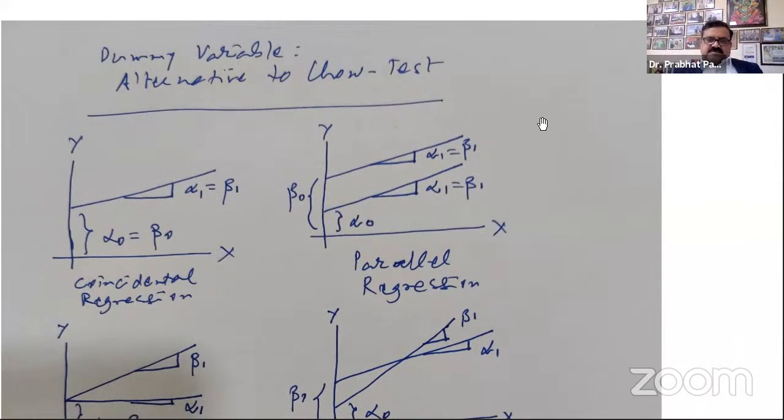So what I'm going to tell you is the alternative to the Chow test. There is a Chow test in econometrics that we do. The Chow test does the same thing. It will take out the regression on the data before the event, and the regression on the data after the event, and then apply some kind of formula to find out the difference between the two. That's what the Chow test does.